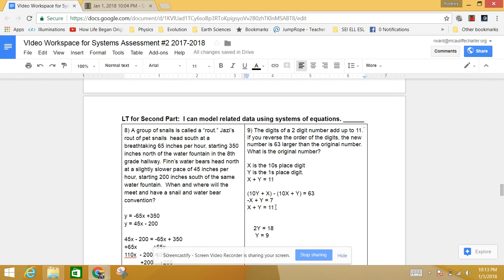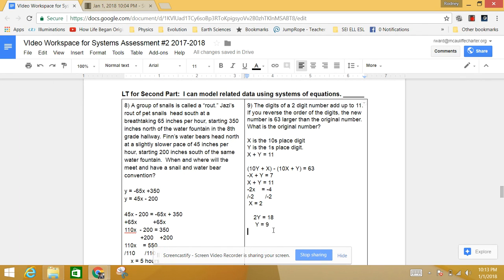So when I subtract them, negative x minus x is negative 2x. y minus y is nothing. And 7 minus 11 is negative 4. I divide both sides by negative 2. And so x equals 2, because negative 4 divided by negative 2 is 2. So my ones place digit I figured out was 9. My tens place digit I figured out is 2.